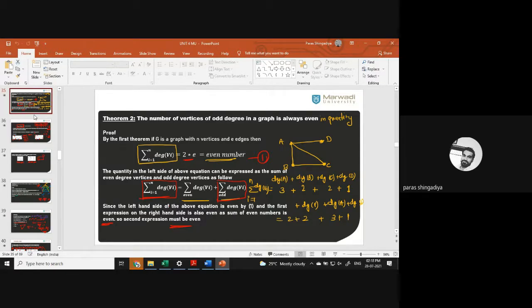In that, the concept of degree is involved. So write a definition of degree of a vertex, and after that prove that the number of vertices of odd degree in a graph is always even. Okay. So that question we can create for 6 to 8 marks.